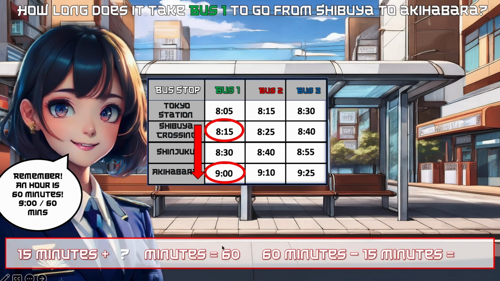We could do it two ways again. 15 minutes add something equals 60 minutes in total. Or we could do 60 minutes, take away 15 minutes. And that leaves us with 45 minutes. Let's check that now. 15 minutes add 45 minutes equals 60. So now we know that to go from Shibuya to Akihabara takes 45 minutes. From 8:15 to 9 o'clock is 45 minutes.